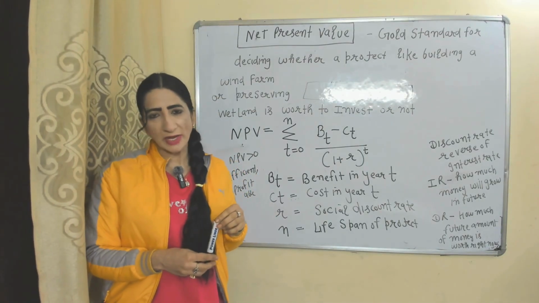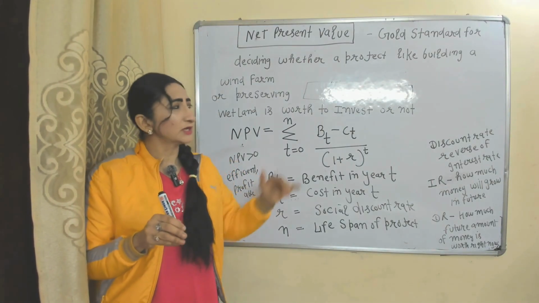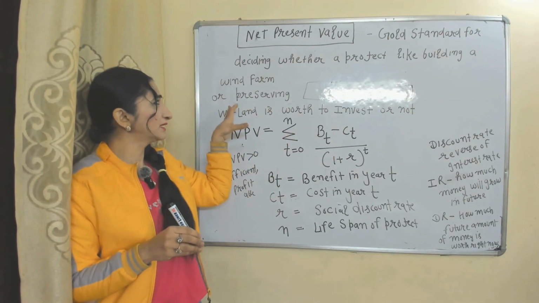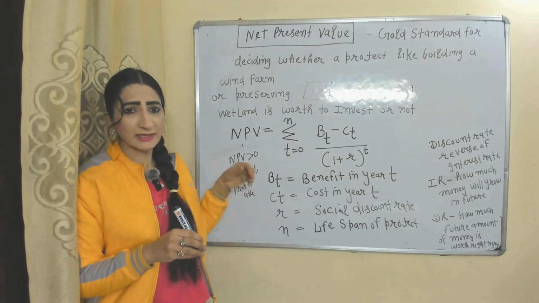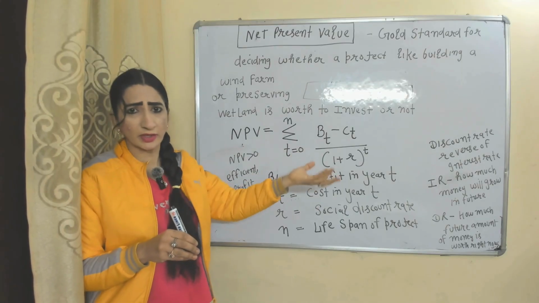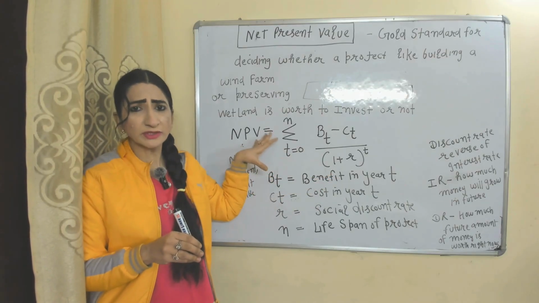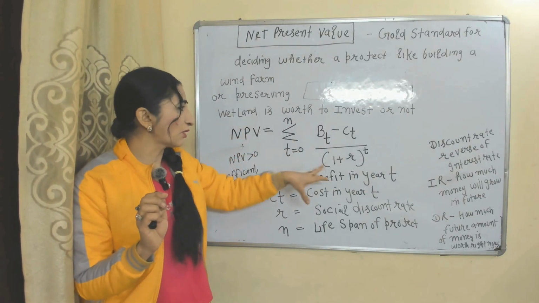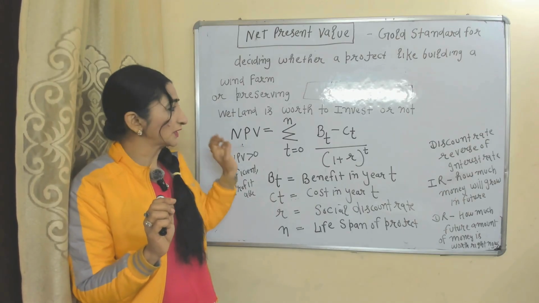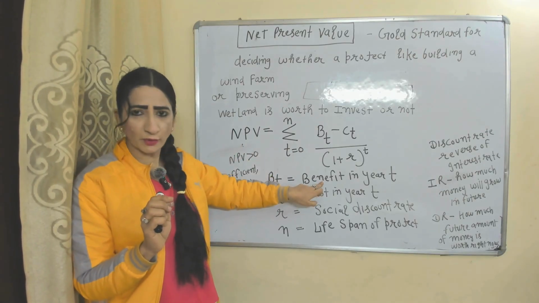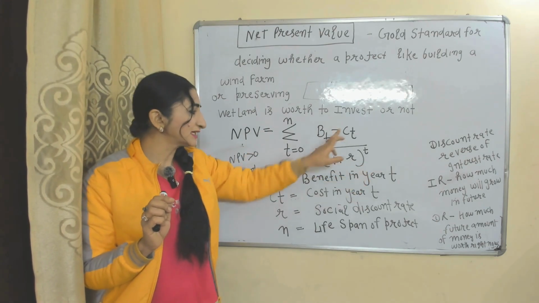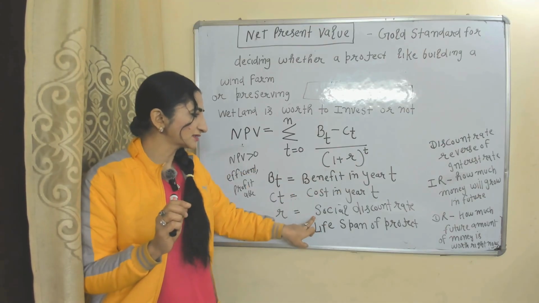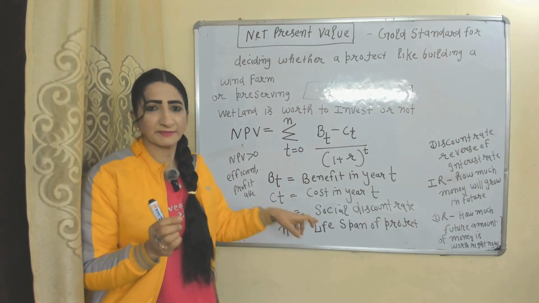Net present value. Net present value is the gold standard for deciding whether a project like building a wind farm or preserving a wetland is worth investing in or not. Basically, we use net present value in order to know the worth of any project. And this is the formula to calculate net present value. Here BT is the benefit from the project in year T. CT is the cost of the project in year T. R is the social discount rate.